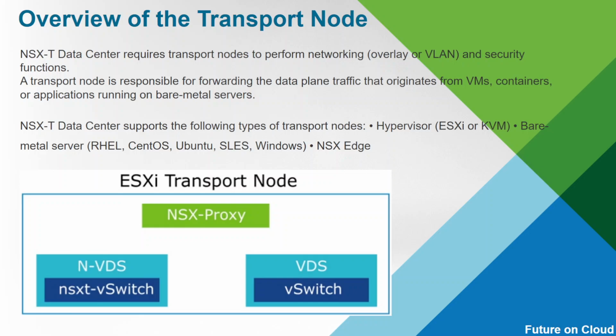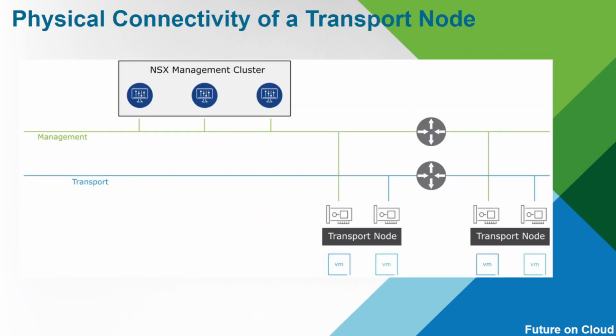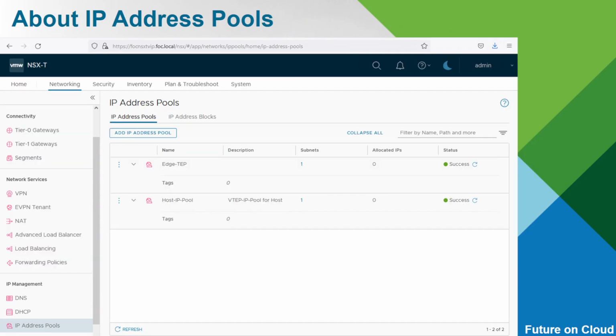NSX-T Data Center requires a transport node to perform networking and security functions. A transport node is responsible for forwarding the data plane traffic that originates from the VM. For the physical connectivity of the transport node, you can select any of these options: use a dedicated physical NIC for management and transport for overlay or VLAN traffic, or you can share the NICs for both management and transport. These are the IP pools which you have to configure in order to deploy the TEP.